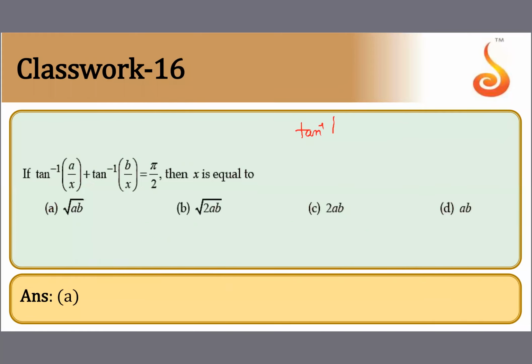Tan inverse a by x plus tan inverse b by x, which is tan inverse (a by x plus b by x) by (1 minus ab by x square), equal to pi by 2. Tan of pi by 2 tends to infinity. It means 1 minus ab by x square equals 0, so x equals root ab.